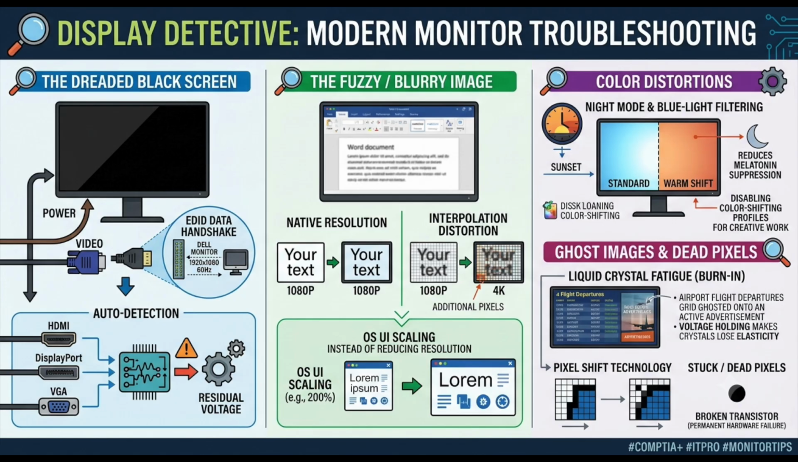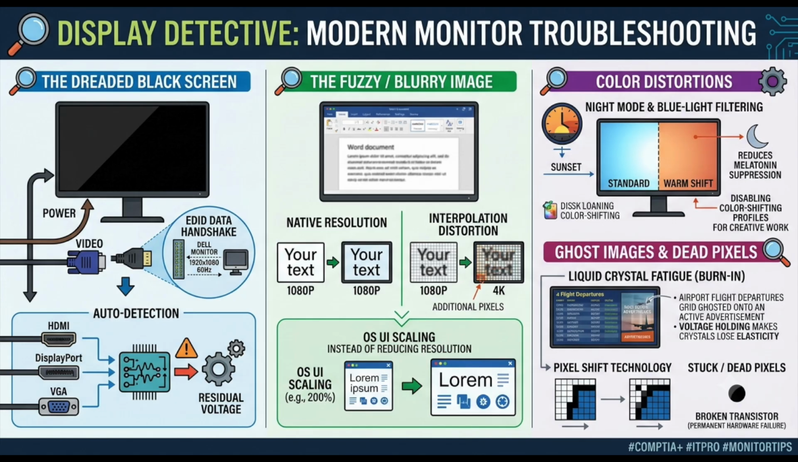Right. If we connect this to the bigger picture, to understand why an image degrades so severely, you really have to understand the microscopic construction of an LCD. And that is entirely dictated by its native resolution. Let's break that down. What exactly does native mean in this context?